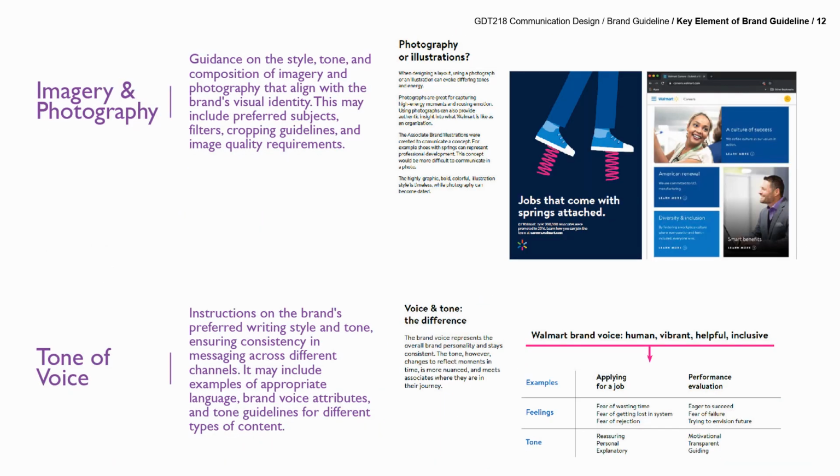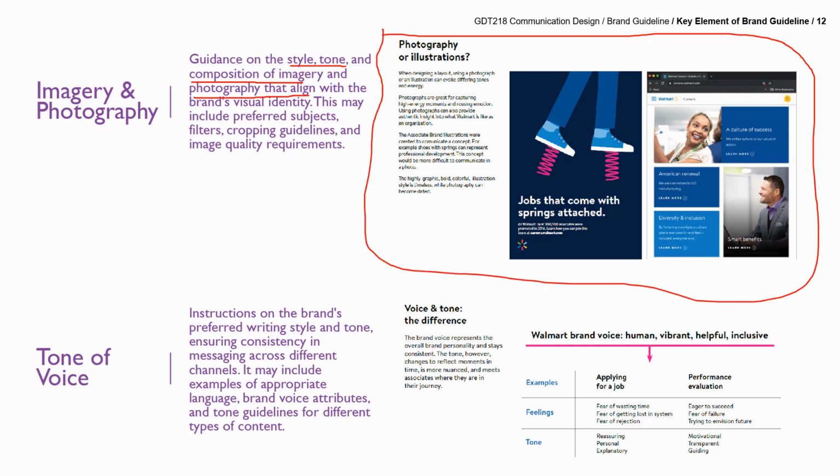Imagery and photograph. Imagery and photograph is a guidance on the style, tone, and composition of imagery and photography that align with the brand's visual identity. These may include preferred subjects, filter, cropping guideline, and image quality requirement. The example here, okay, is from photograph and also illustration by Walmart, how the visual should apply on their creative platform. So this is creative print advertising and also this one is the website design.